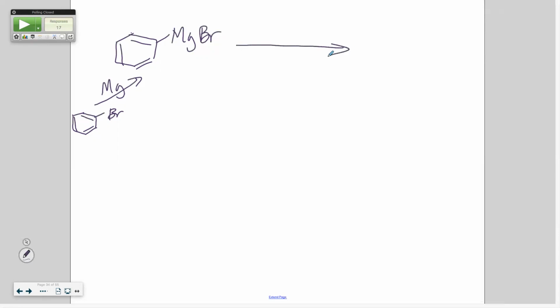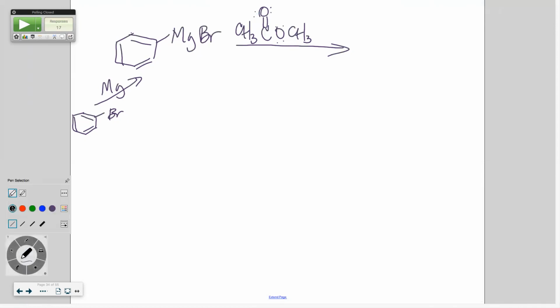Okay, so I'm going to add it to an ester. I'm just going to pick a simple ester because that will be easier for you all to write. Now when we do this, it's very similar to what we did with aldehydes and ketones, because you'll notice that an ester has what in it? A carbonyl. Okay, so where's my nucleophilic carbon? It's the one attached to the magnesium.